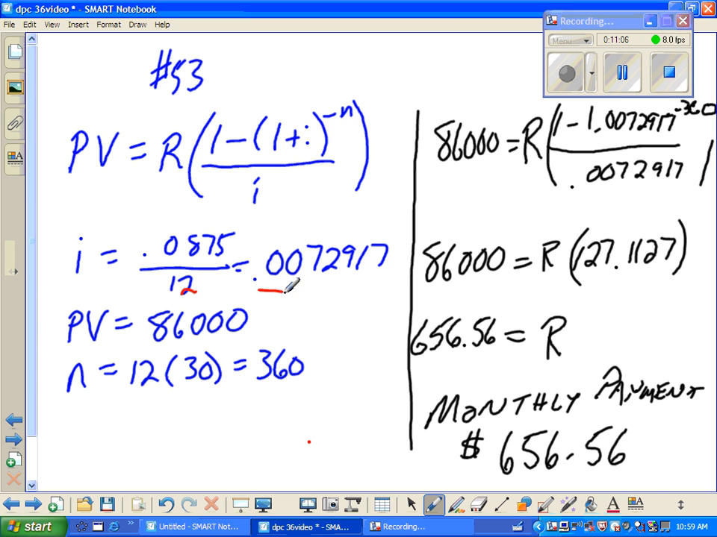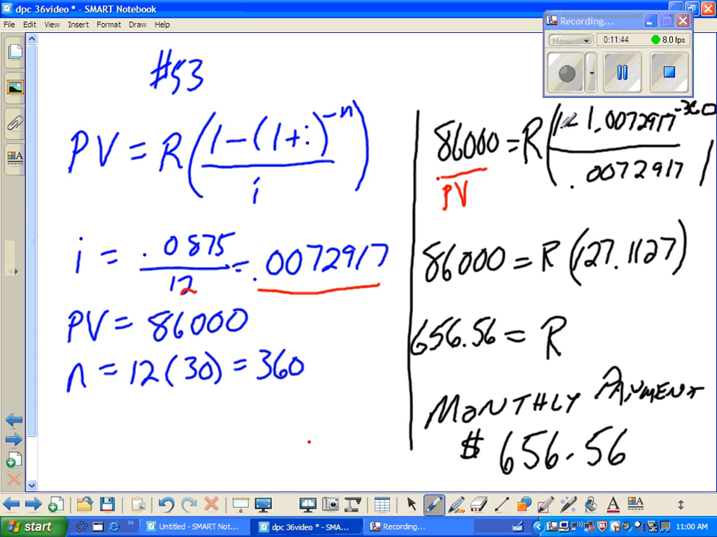Again, notice I carry this out many places. In fact, you might want to just carry that out and leave that in your calculator to use later. Our present value of the home is $86,000. That's what we're going to borrow. And our number of payments, if it's 30 years, would be 360 payments. Now watch how this gets substituted into the formula. Since we know the present value, we'll put that on the left-hand side. There's the $86,000. We don't know the monthly payment, but we can fill in the rest.